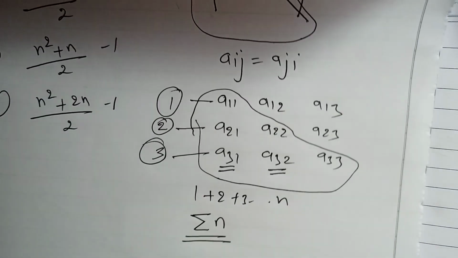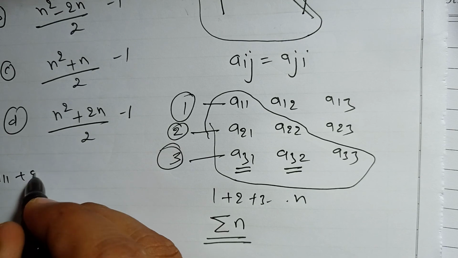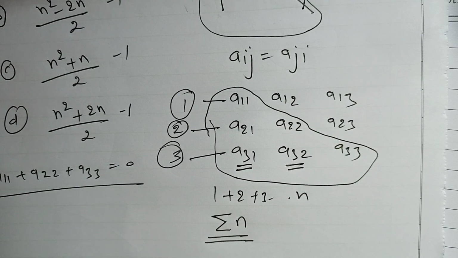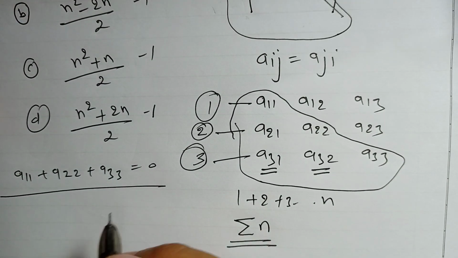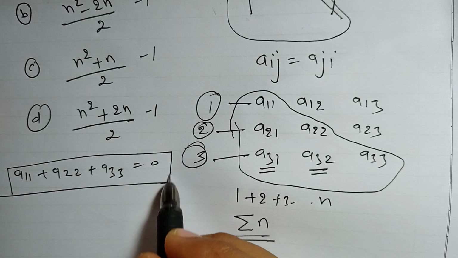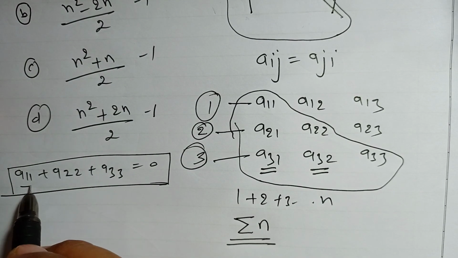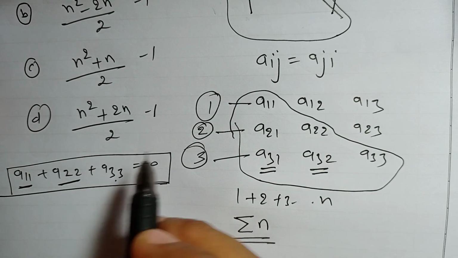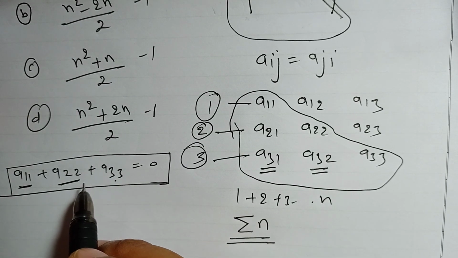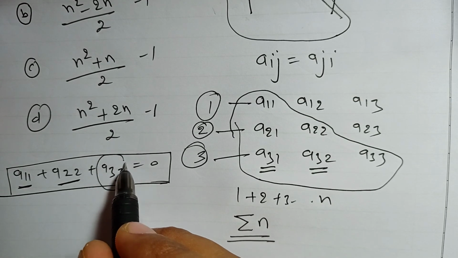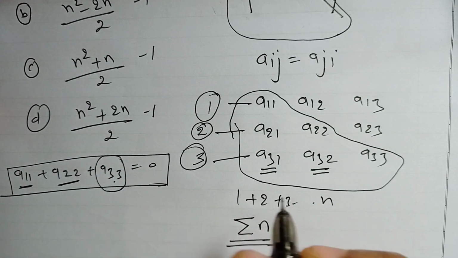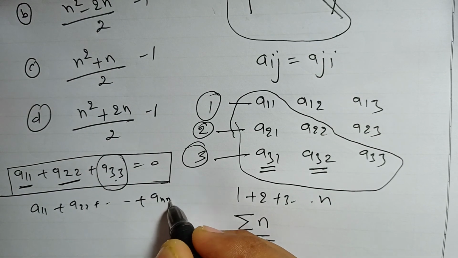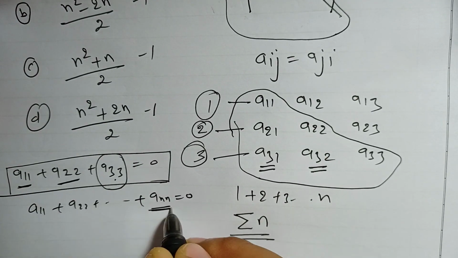Trace 0 means a11 plus a22 plus a33 equals 0. The sum of diagonal elements is 0. It means here one variable is dependent, because a11 can have anything and a22 can take any value, but a33 will be nothing but minus a11 minus a22. So here one variable is dependent. If we have an n cross n matrix, a11 plus a22 plus and so on equals 0, so here one variable will be dependent.